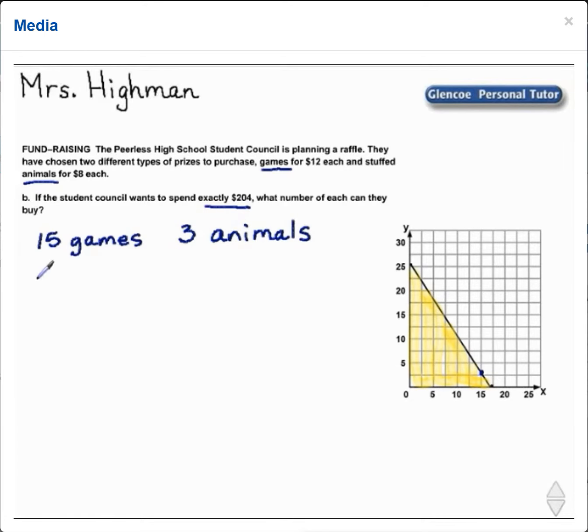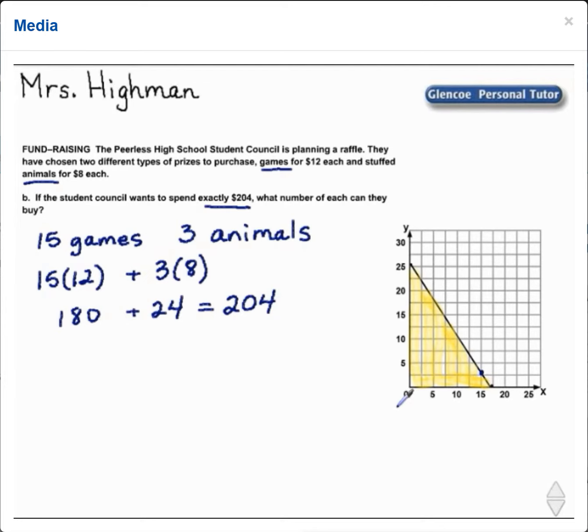So let's check that. 15 times the cost of the games, which was $12, plus 3 stuffed animals times $8, the cost of those. 15 times 12 is 180. 3 times 8 is 24. And that would give us a total of $204. We'll look at one other value here.